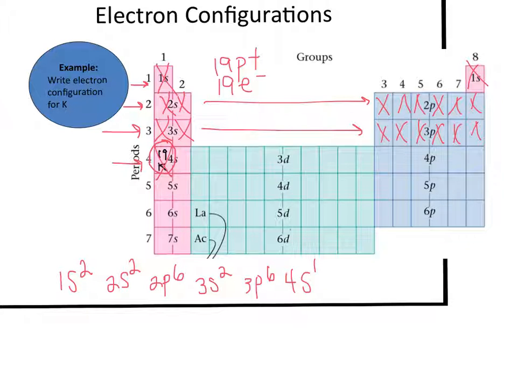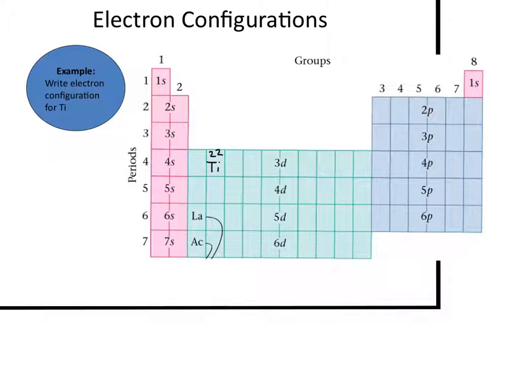As mentioned earlier, the highest energy level is 4. That means that there is only 1 valence electron in potassium, and if we go up to the group A block, you can see that 1 is the group number, so those correlate.